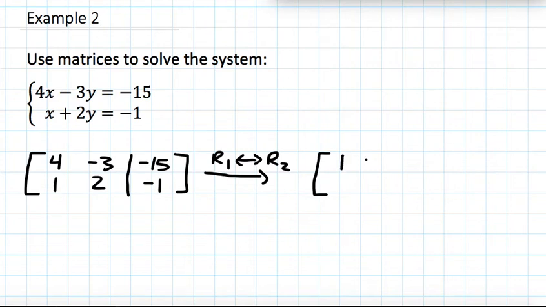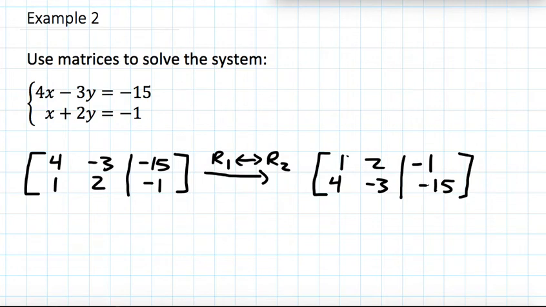So this is going to move the 1, 2, -1 up to the top, 4, -3, -15 on the bottom. So that's the first step. Again, if this was already a 1 on the top, then I wouldn't need to do that, but in this case it was a 4, so I need to switch those 2 rows to move the 1 to the top.